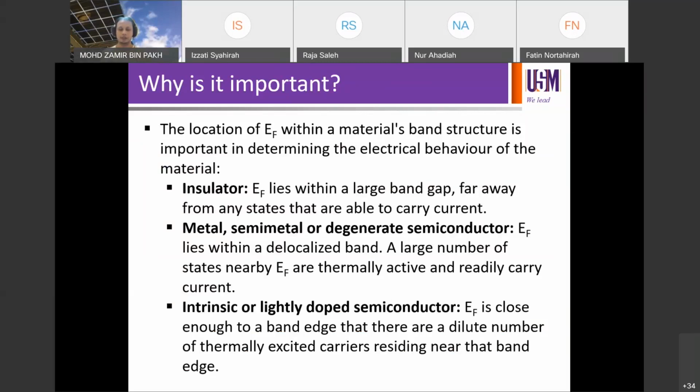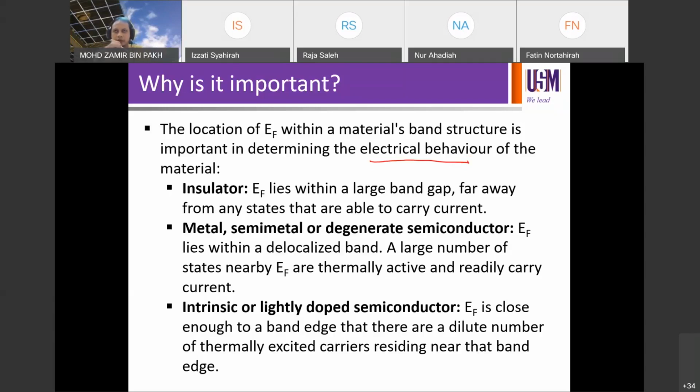Fermi level, because we need to see how the distribution of electrons and holes changes across different temperatures and at different energy levels as well. The location of EF, or the Fermi level, within the material's band structure is important to determine the electrical behavior of the material. So we need to know the position of the EF because eventually it's going to affect the electrical properties of the semiconductor in this case.